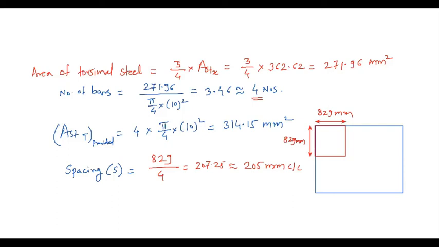829 mm. So we have equally divided that 829 mm. So 829 divided by 4, you will get the spacing. Okay. So this is all about the design.